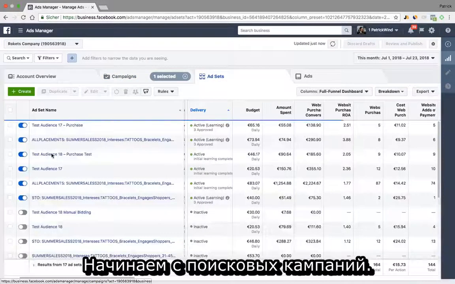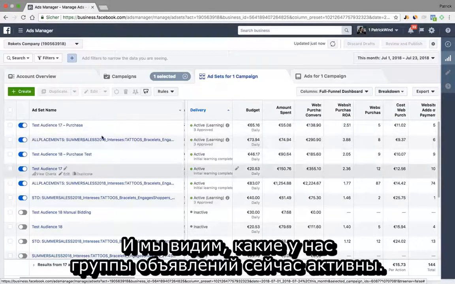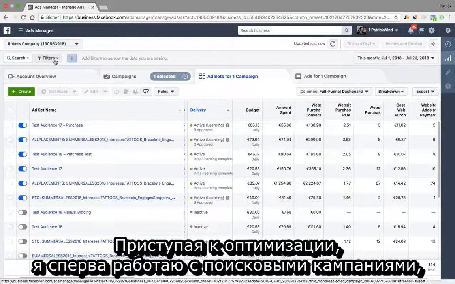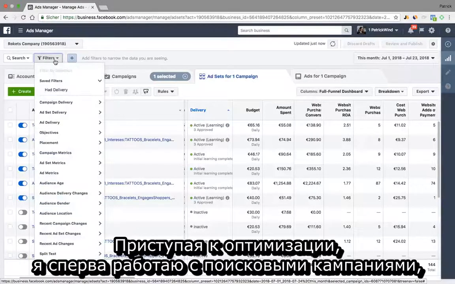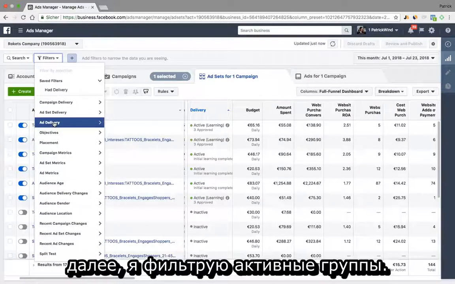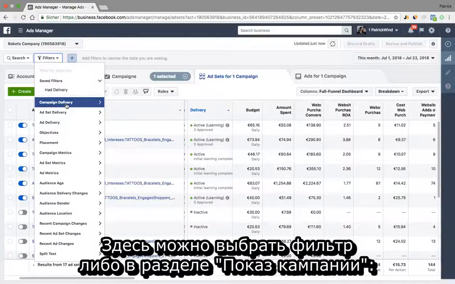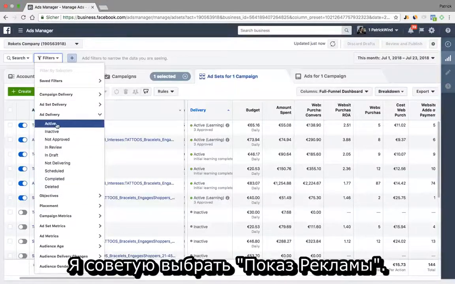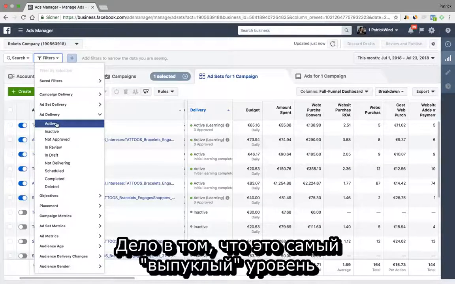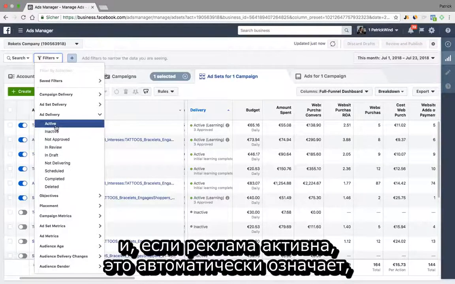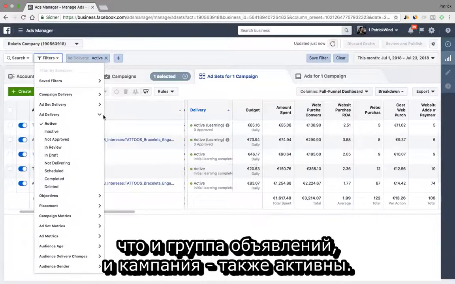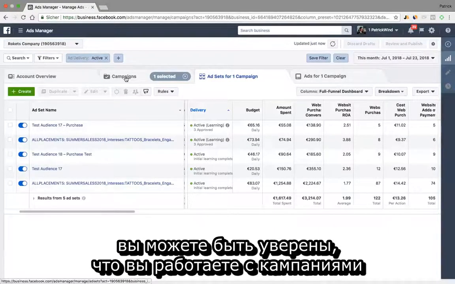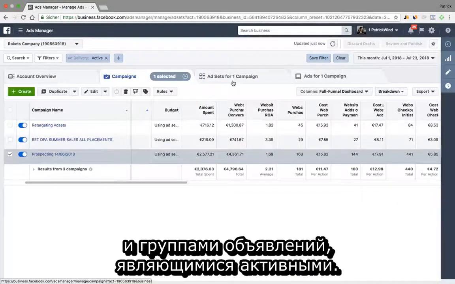Okay, so let's start with the prospecting campaigns, and now we see which ad sets we have still active. When I do my optimizations, the first thing I do is I go into my prospecting campaigns, then I filter for my active ad sets. Here you could either do campaign delivery active or not, ad set delivery, or ad delivery. I recommend to choose ad delivery because it's the most granular level, and if the ad is active, it means automatically that also the ad set and the campaign have to be active. So if you filter for ad delivery active, you can be sure that you only have the campaigns and ad sets that are also active.